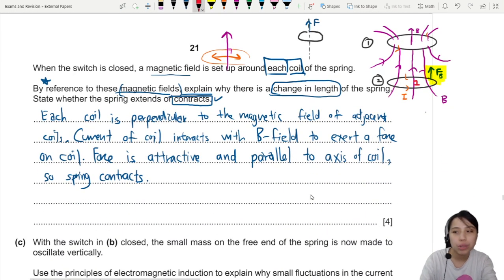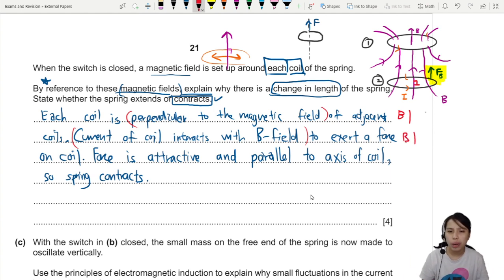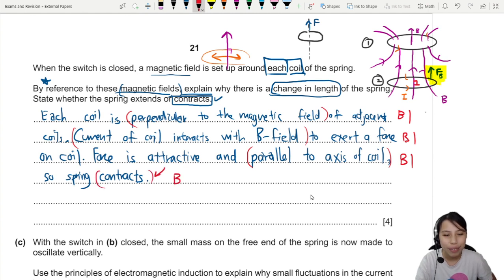Okay, so the marks here, the first one is you want to talk about the magnetic field because they say reference the magnetic field. So if you talk about the magnetic field is perpendicular to the coils, that's 1 mark. If you say about if there's current in the field, there's a force, that's 1 mark along those lines. The third one is you talk about where is this force pointing. If you say use this method, the force is parallel to the axis or vertical or upwards, that is 1 mark. And the last one, attractive, therefore the spring contracts. That is the final mark.